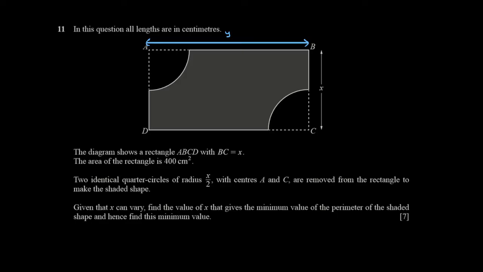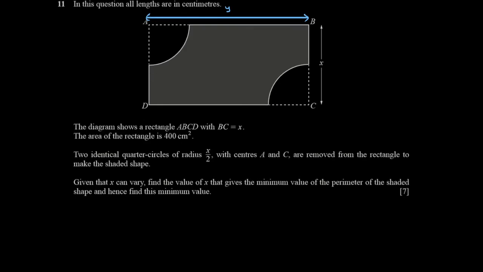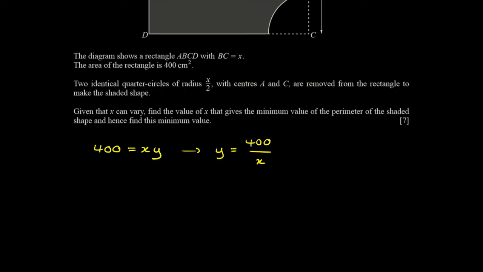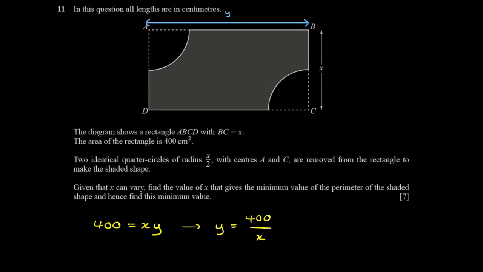And therefore the area, which is x times y, will be equal to 400. So let's write that down. 400 is equal to x times y, and therefore we can write that y is equal to 400 divided by x. So that's the first thing that I want to do. Then I think what I want to do is get an expression for the perimeter.